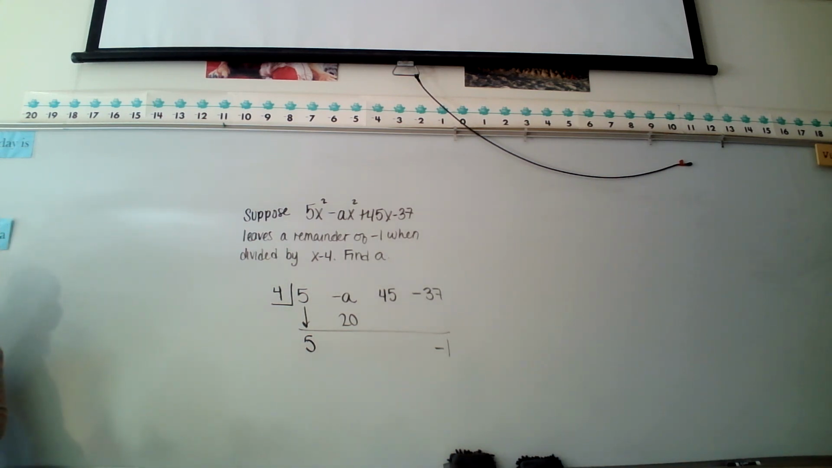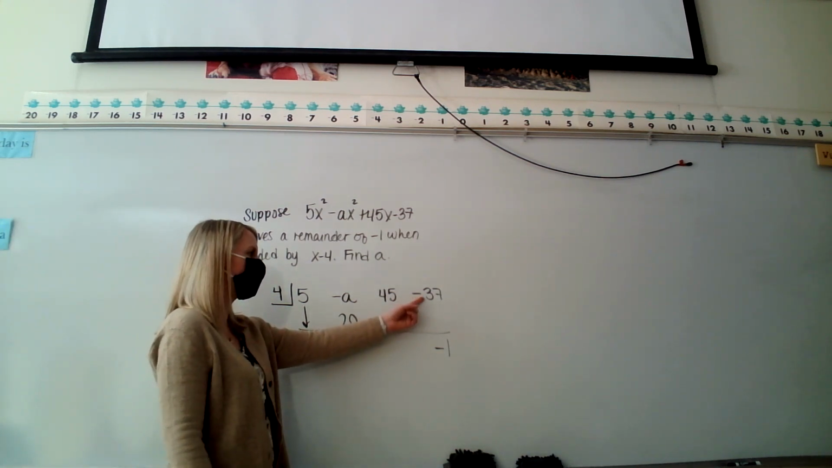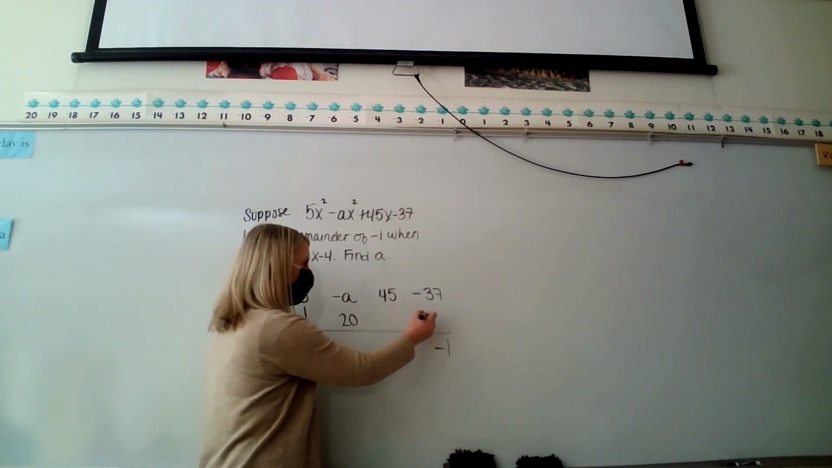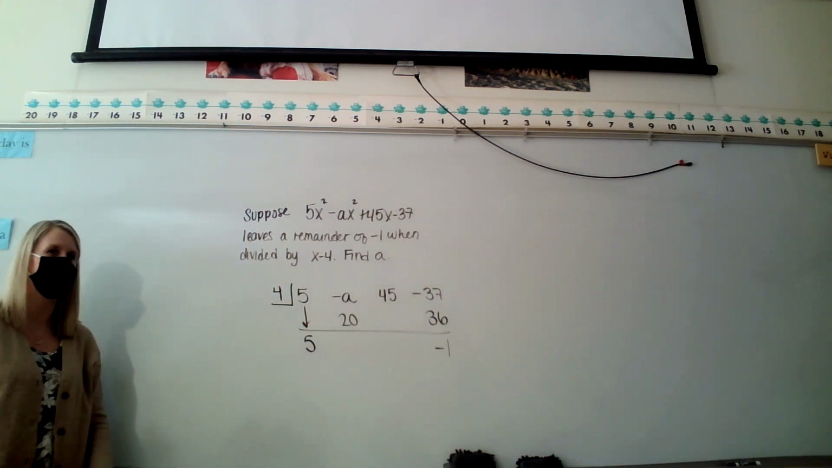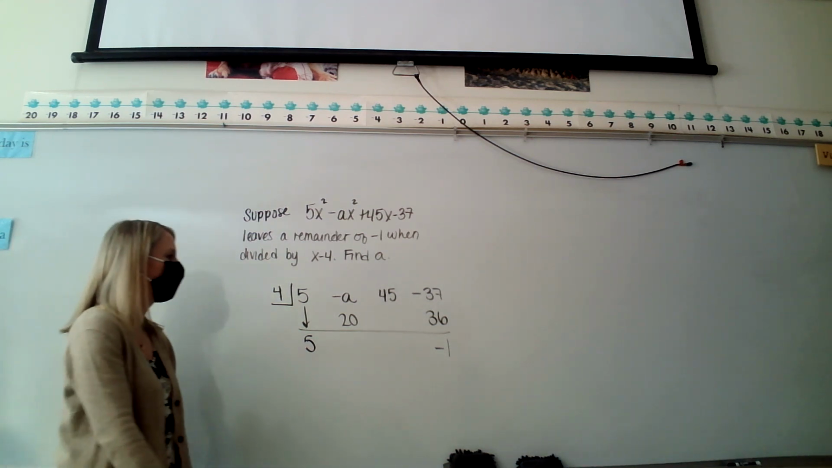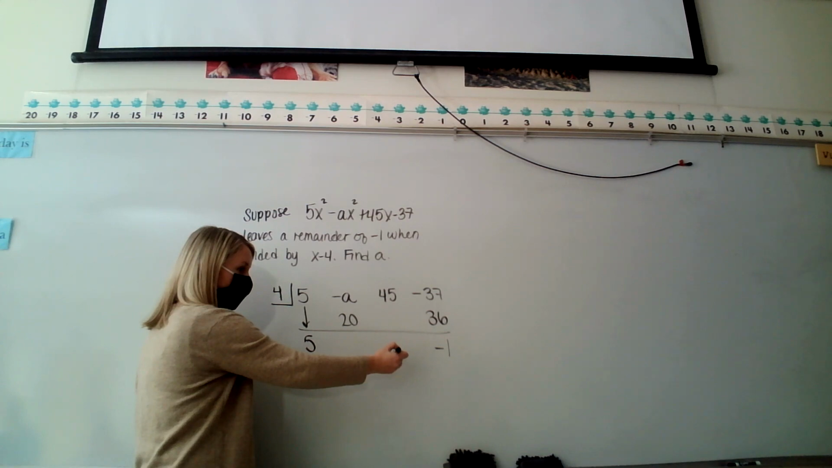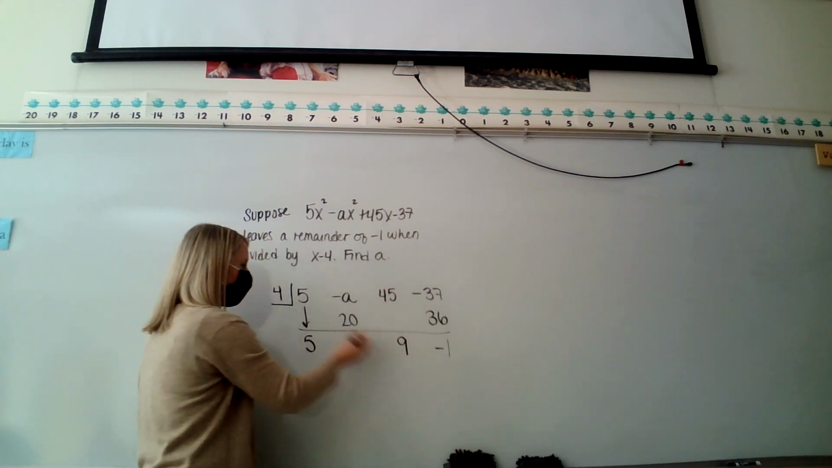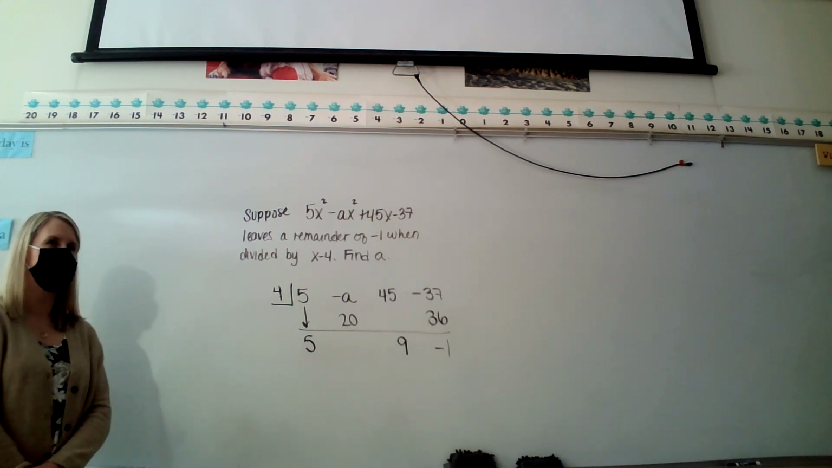So these are ones where you have to go backwards. Negative 37 plus what gives me -1? 36. Right? You just think, what would I put there to make it add to -1? Now we're going to zigzag backwards. If we go this way, we multiply; if we go this way, we divide. So 36 divided by 4 is 9, because 4 times 9 is 36. Now, 45 plus what is 9?